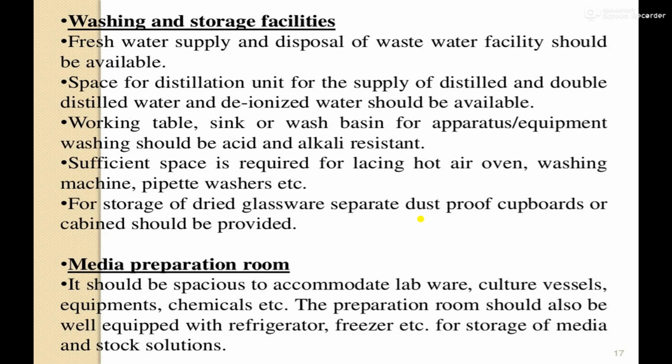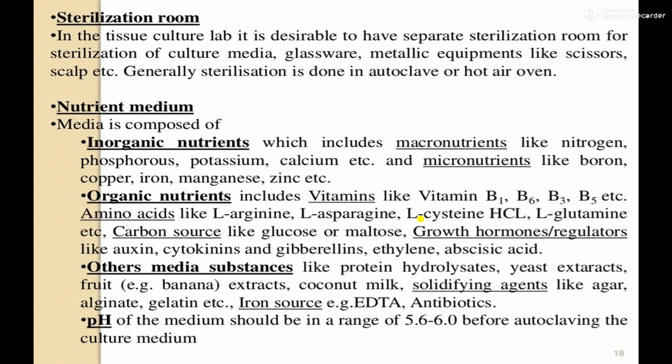Okay, these are the basic requirements of plant tissue culture. Then the next one is the sterilization room. In the tissue culture lab, it is desirable to have a separate sterilization room for sterilization of culture media, glassware, and metallic equipment like scissors, scalpel, etc. Generally, sterilization is done in an autoclave or hot air oven.